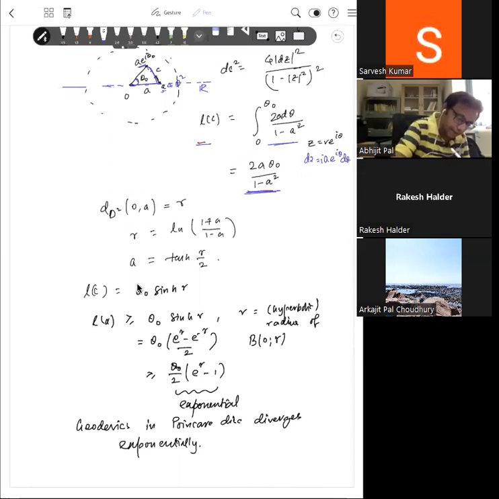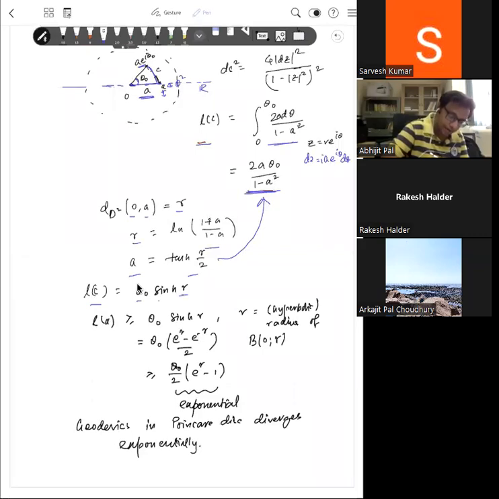This A I have taken, let us first take it to be the Euclidean distance. That's why this coordinate is A. And let us take this R to be the hyperbolic distance between 0 and A. You can check that this R will in fact be log of (1 plus A) by (1 minus A). You can expand all this, so A will be equal to tanh(R by 2). Put this thing here. So the length of C is theta naught sinh R.